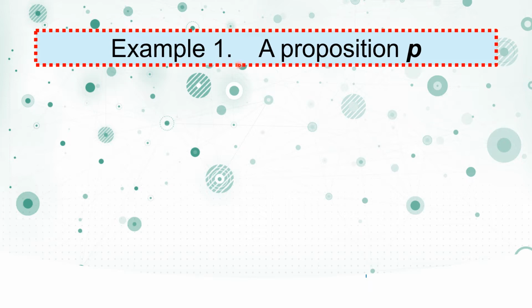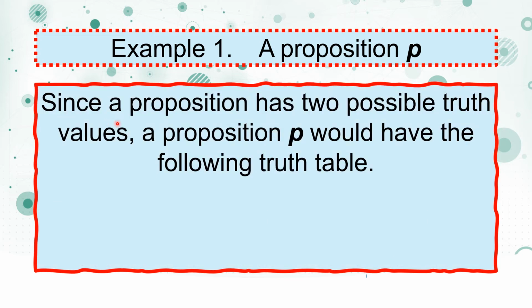Let's say, for example, a proposition P. Since a proposition has two possible truth values, a proposition P would have the following truth table. So this is now the truth table of our proposition P. So since dalawa lamang ang possible truth values ng isang proposition, pinapakita dito sa table na yung proposition P ay may truth values na true or false.